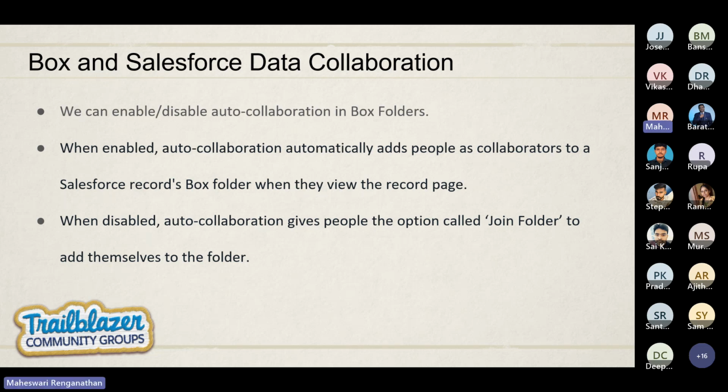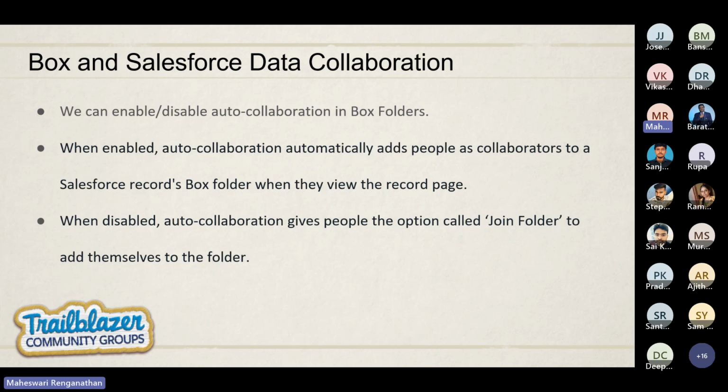Whenever the Box and Salesforce record collaboration happens, Box creates a new record in the box FRUP object. That is the custom object which is created by default when we install the Box AppExchange. In that object, by default, the new collaboration record will be created.